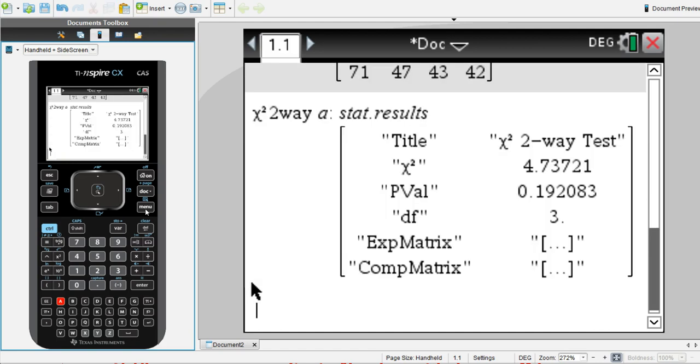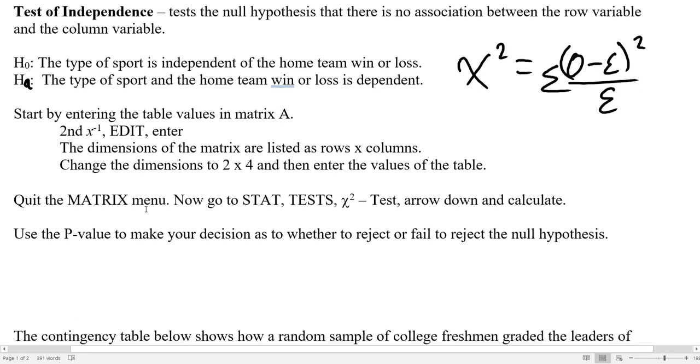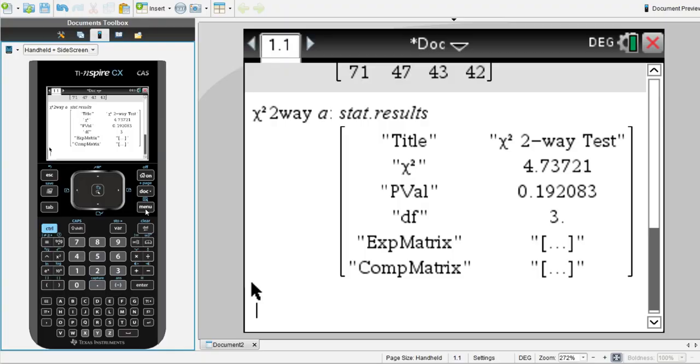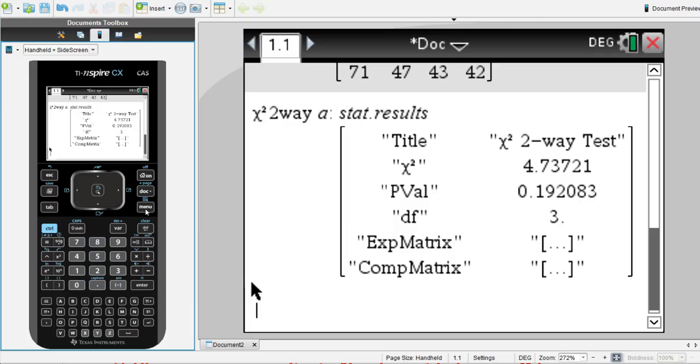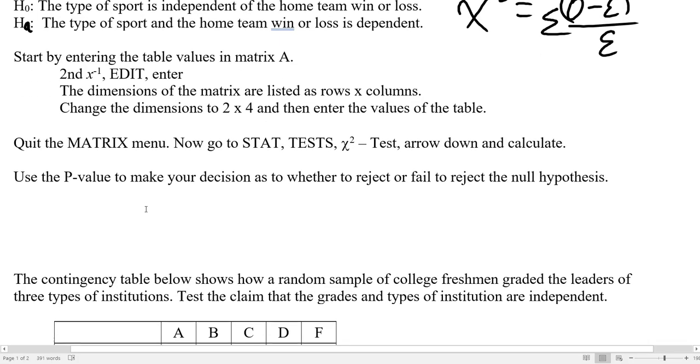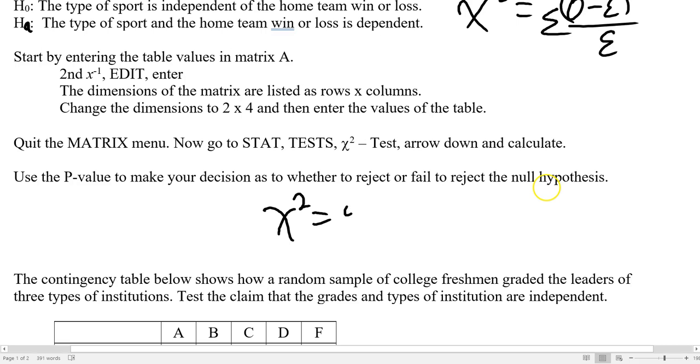Done. You define the observed matrix, so you call it A, and it'll run the test on that. It gives us the chi-squared, it gives us the p-value, okay? So I'm going to go back here and say, how did it get that chi-squared? It did each observed minus expected squared divided by expected, added them all up, and got us the chi-squared value of 4.737.